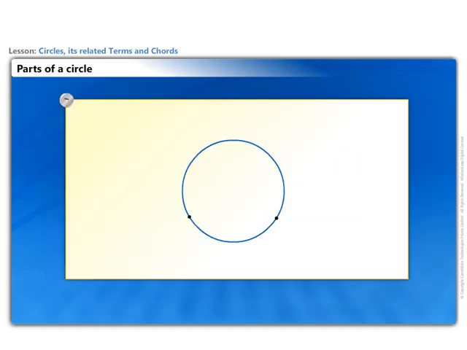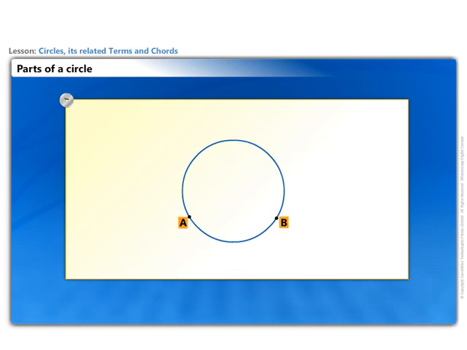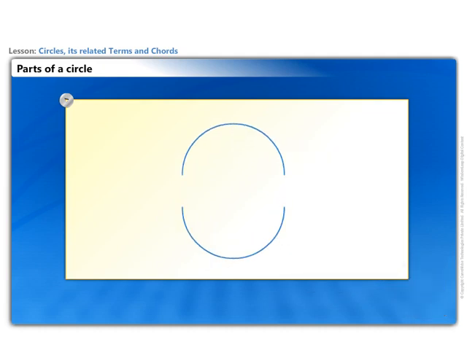Now, take a look at the pieces of the circle between the points A and B. A piece of a circle between 2 points is called an arc. The longer one is called the major arc and the shorter one is called the minor arc. Here, the longer arc of AB is denoted by ACB and is called the major arc, and the shorter arc of AB is called the minor arc. If both the arcs are equal, then what will be the region formed by each of the arcs? The region formed by each arc is a semicircle if both the arcs are equal.